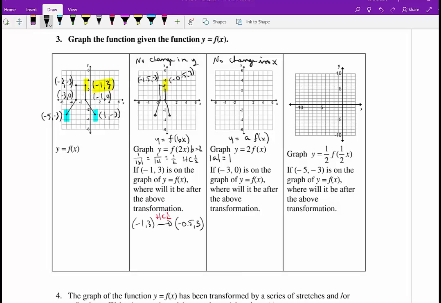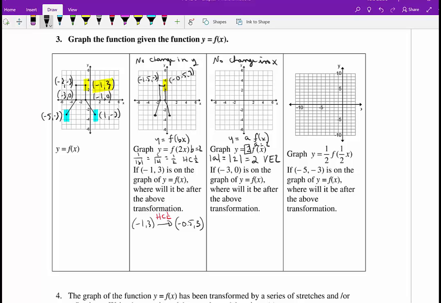And our value is 2, our A is 2. If we take a look at this, A equals 2. So the absolute value of 2 is 2. And we have a vertical expansion of 2. Okay, so we don't think reciprocal on this.